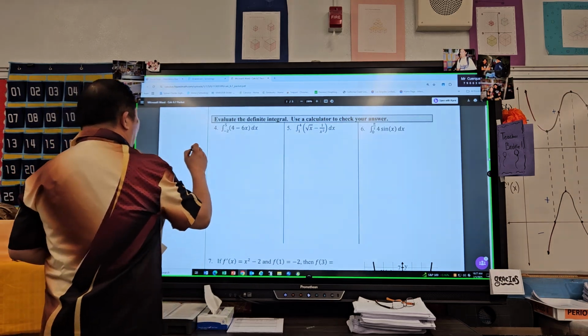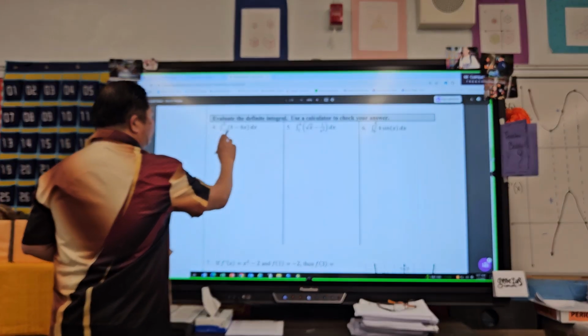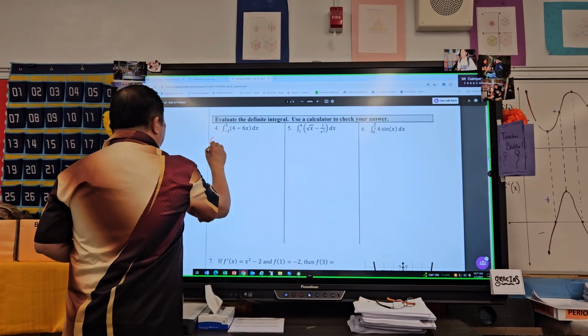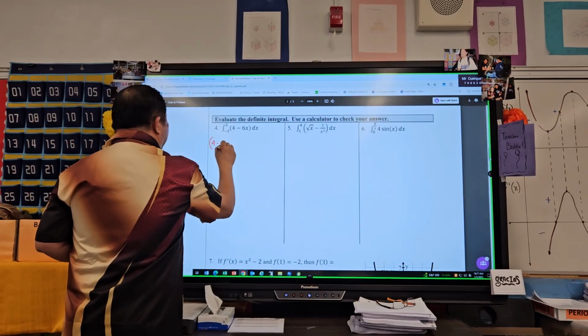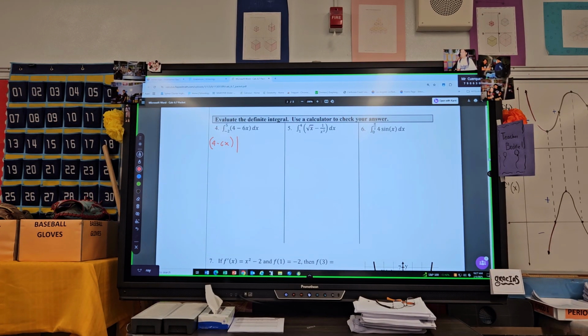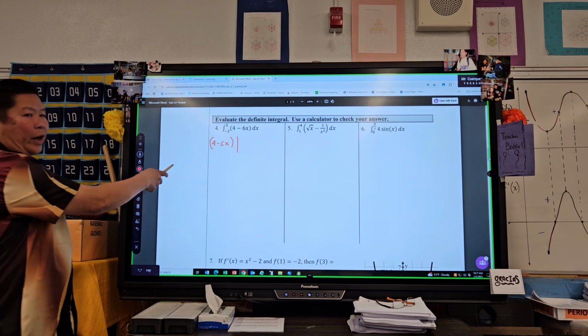So you are writing, this is the function: 4 minus 6x evaluated from negative 2 to 5. Did I take the antiderivative? No. So, is this the correct way?